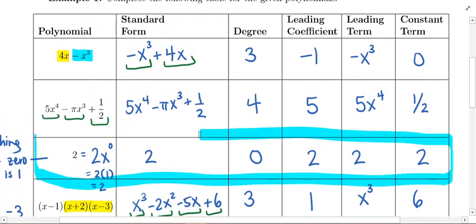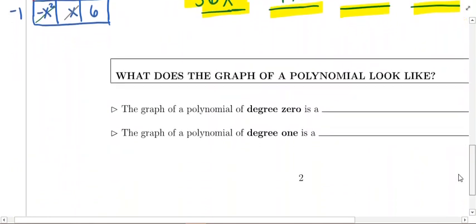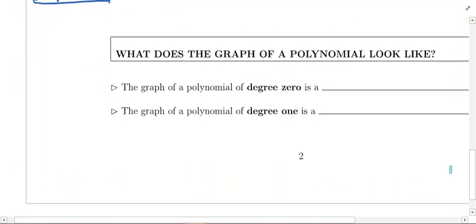So we learned that if you have 2 as your polynomial, that's a 0-degree polynomial because you can write it as 2 times x to the 0 power. Remember, anything raised to the 0 power is 1. So anything that's just a number is a degree 0 polynomial. Let me write that down over here.